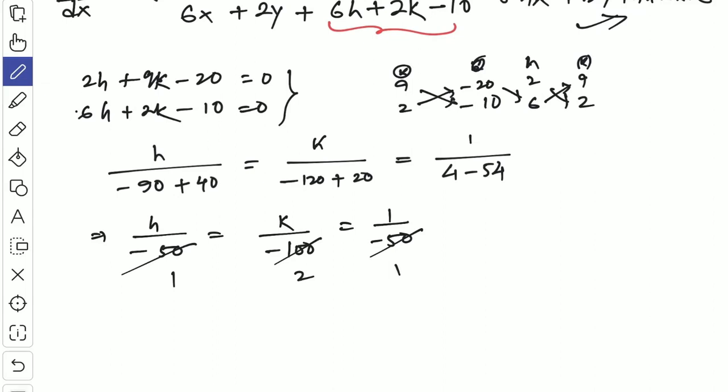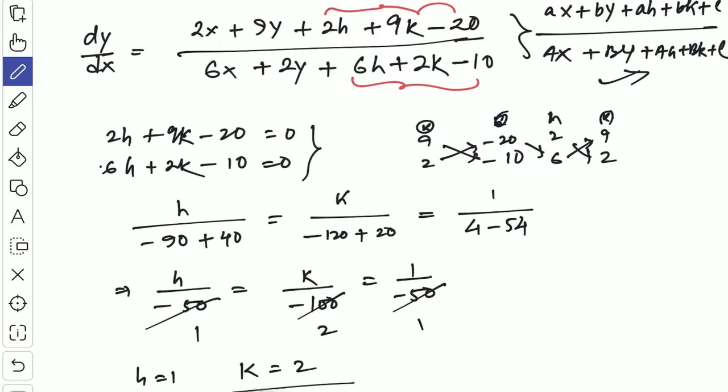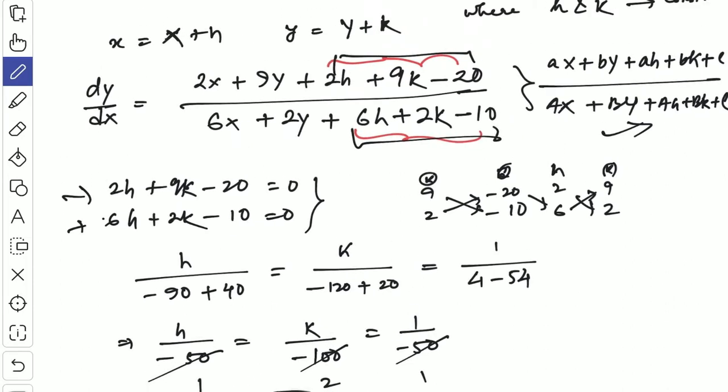Then h will be equal to 1 and k will be equal to 2. So we have got h and k respectively 1 and 2. As we have solved these two equations, for these two values of h and k, this part here in this differential equation will be 0. Okay, so we will get only this part here.